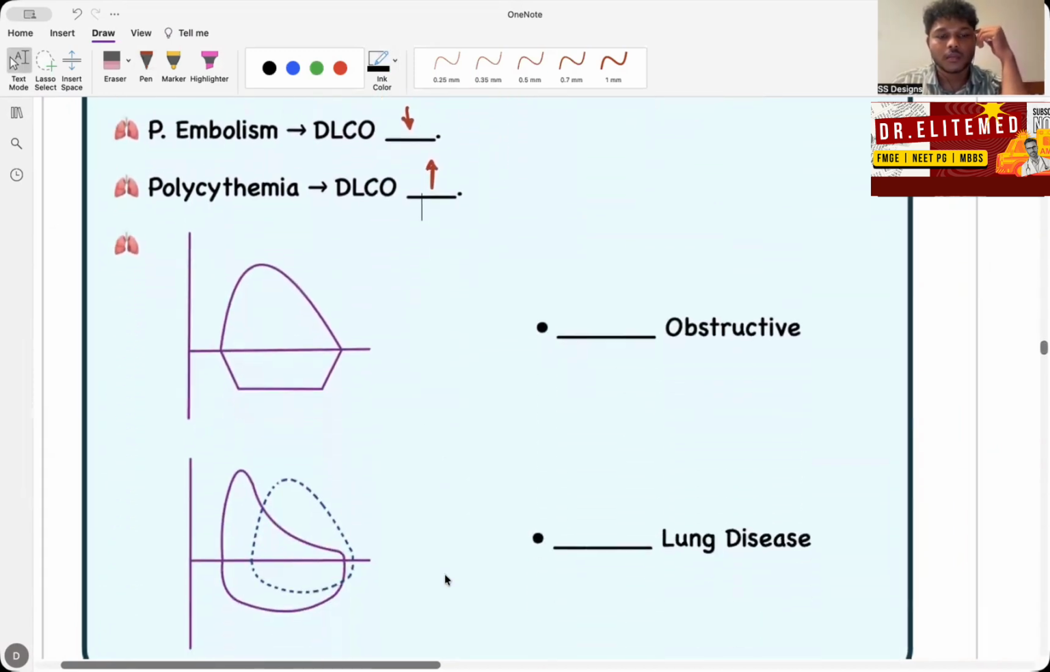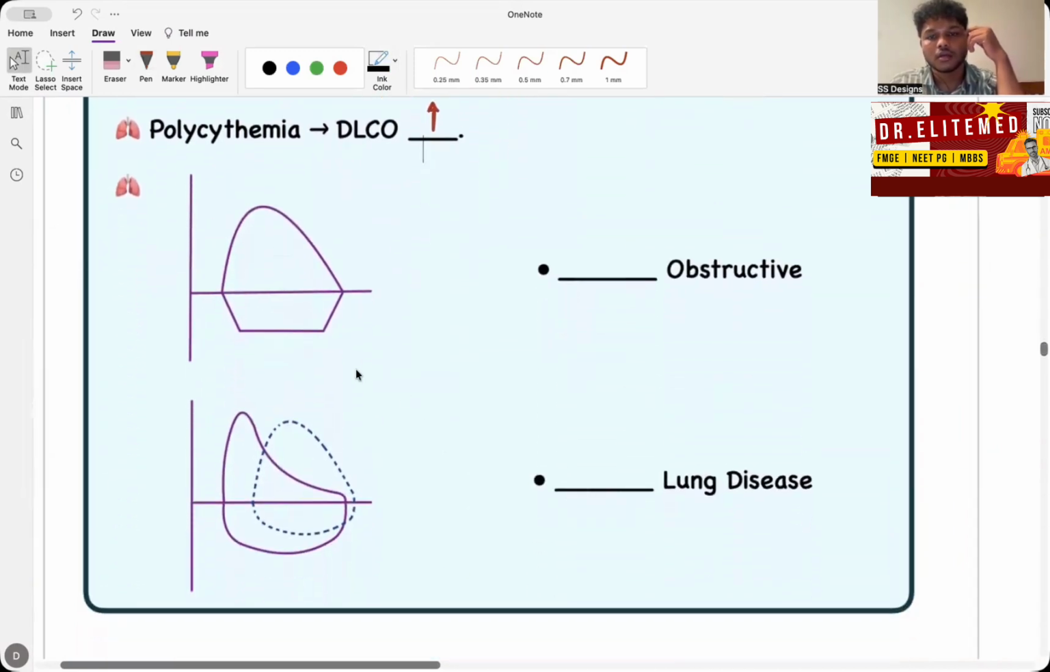So then what happens here? What is the disease here? Is this an extra or an intra obstruction? If it is inspiration, so it is extra, variable extra.